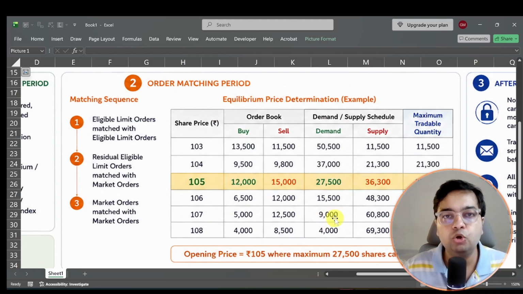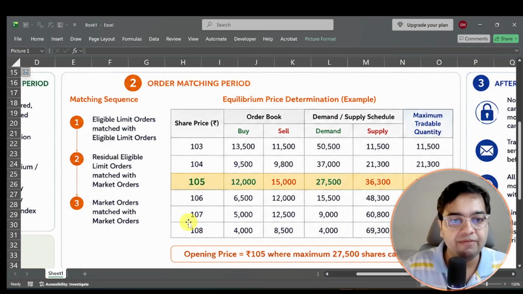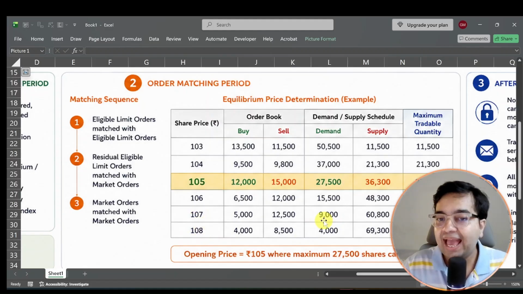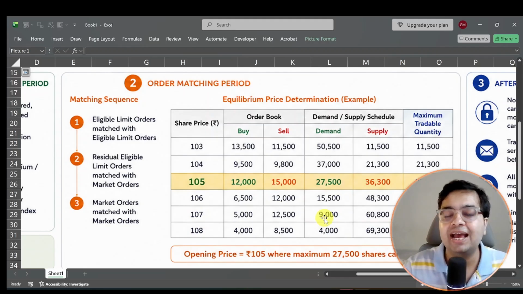Think for a moment. There are two participants in front of you. Both of them want to buy shares. One wishes to buy at 108. The other party wishes to buy at 107. And let us say the exchange has all the sellers who are willing to sell the shares at 107.